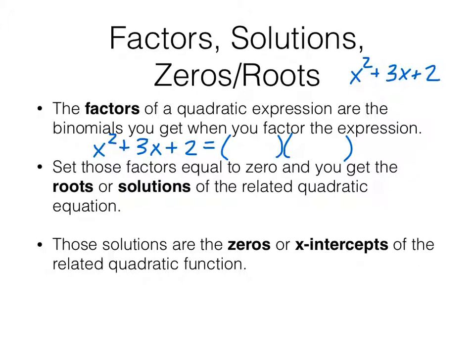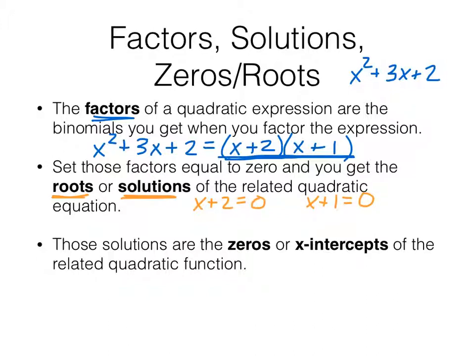When I factor this, factors of 2 that add up to 3 are 2 and 1. So these are the factors of our quadratic expression right here. But we can also set our factors equal to 0, and we get the roots or solutions of the related quadratic equation. That would be if I take this expression up here and set it equal to 0. So x squared plus 3x plus 2 equals 0. Now it's a quadratic equation instead of just an expression when it didn't have an equal sign.